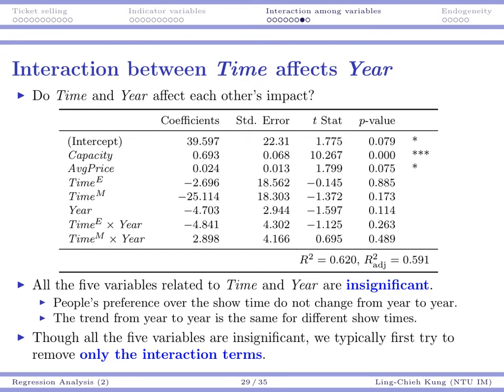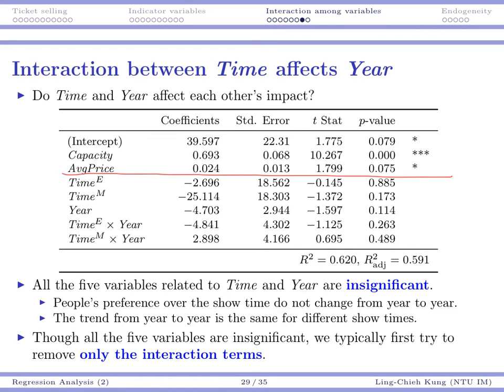It's not always the case that an interaction is significant. For example, if we suspect people's preference for time is affected by year, then we may want to add time times year as our interaction variables. And if we really do that, we will see that all the variables that are related to time and year are insignificant. So that means people's preference over the show time do not really change from year to year.